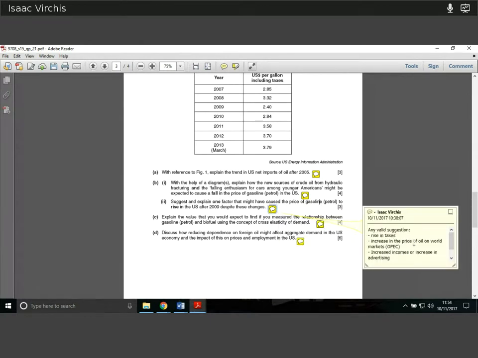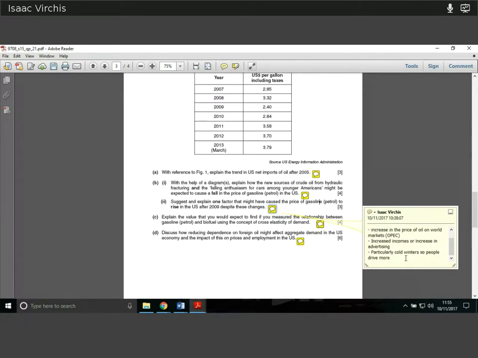I've got some suggestions here, things like a rise in taxes. If the government put a tax on petrol, that's going to push the price up. Things like increasing the price of oil on world markets. If US oil suppliers or petrol suppliers are having to buy oil at a higher price, maybe because of OPEC, which is the cartel that controls a lot of oil supply, then that might have caused the price to jump up, and therefore they're going to increase their prices to domestic oil consumers, petrol producers, etc. Increased incomes: if people's income increases, maybe they'll have more inelastic demand. Maybe you're just increasing your advertising so you can sell petrol for more.